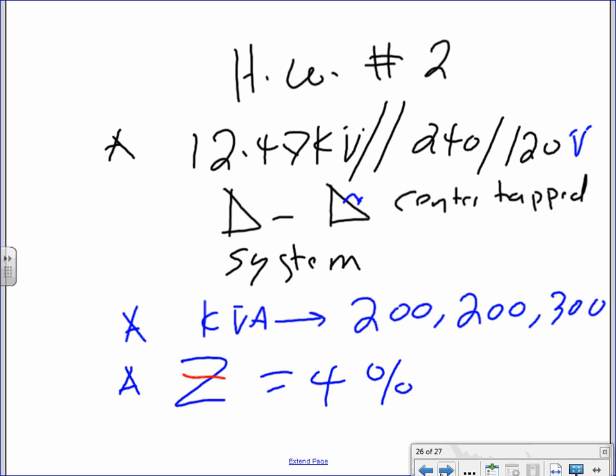Here's your homework. Homework number 2. Please, you guys have it written. We have 12.47 kV high voltage on the primary. In the secondary, 120/240, center tapped system. The kVA is 200, 200, 300. And the impedance is 4%. And I would like you guys to do all the steps, basically step 1 through step 14 for this example. Cool? These are due next week on Monday, these two.